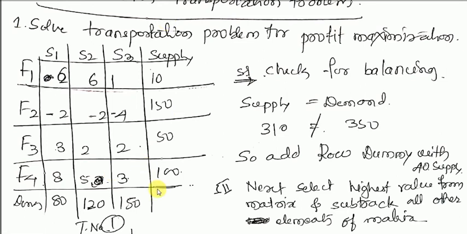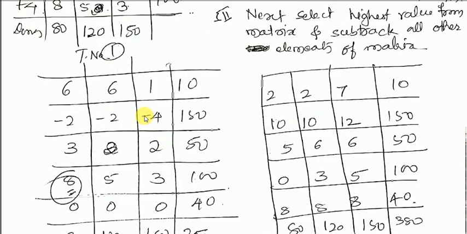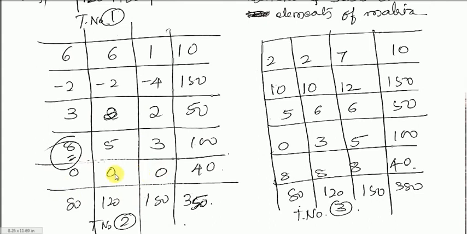Here supply is lacking. When supply is lacking, a row is added, that is a dummy row. For this dummy row, 40 we have assigned. After assigning, go for the maximum value: 8 minus 0 is 8, 8 minus 0 is 8, 8 minus 0 is 8. That will be added here also.